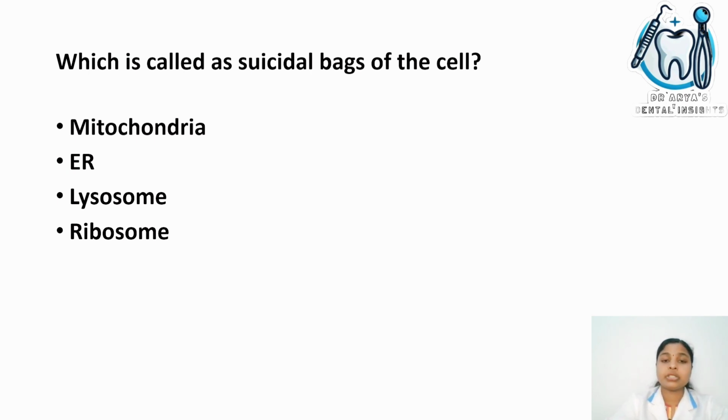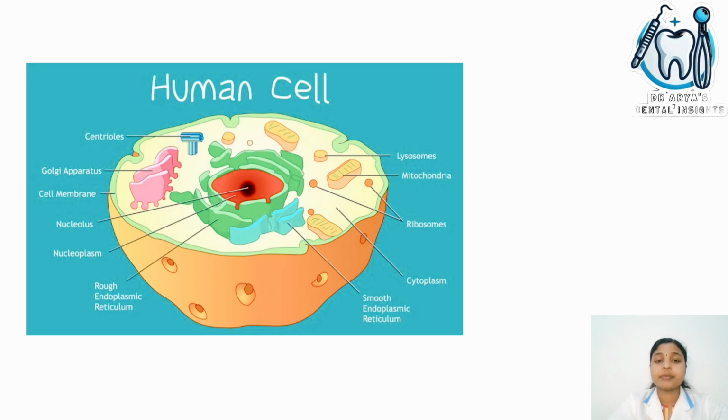So, coming to the discussion part, this is a picture showing a human cell. Here, these are the centrioles, and this is the Golgi apparatus. This is the cell membrane, and this is the nucleolus. This is the nucleoplasm, and here is the rough endoplasmic reticulum. This is the smooth endoplasmic reticulum, cytoplasm, ribosomes, mitochondria, and these are the lysosomes.